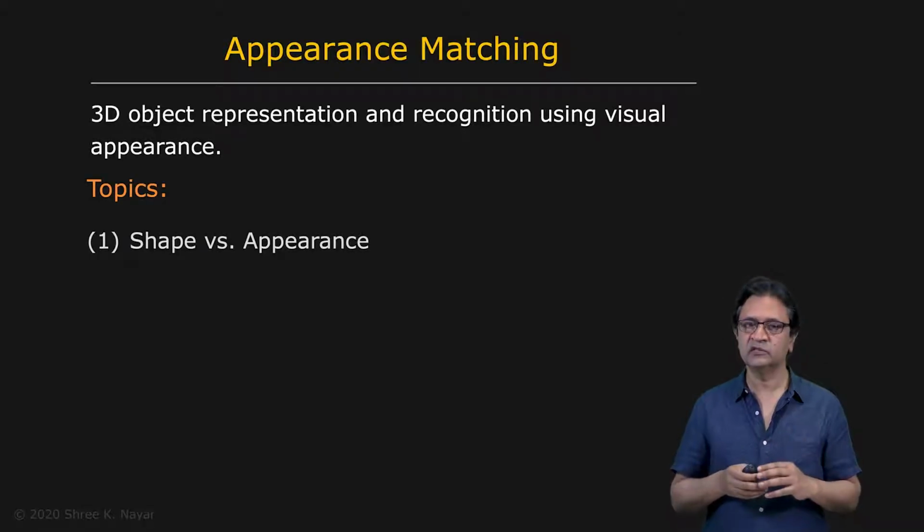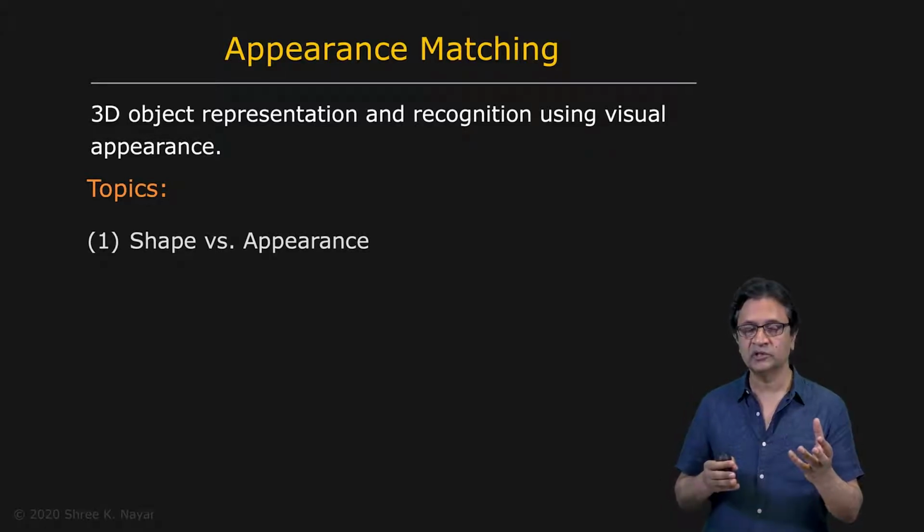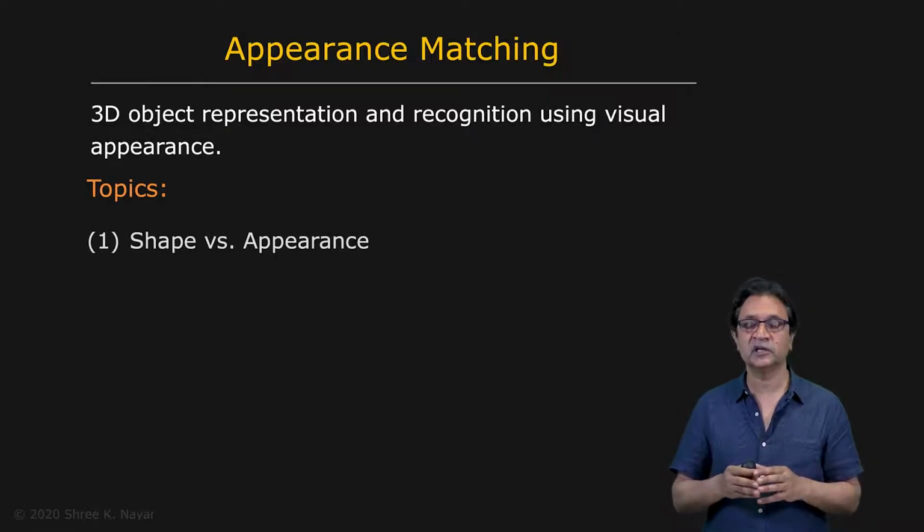Now, one of the challenges with the appearance is that there isn't a single appearance of an object. It's a three-dimensional object projected onto a two-dimensional image. So you have many different appearances based on the pose of the object and perhaps other external parameters, such as the illumination of the object.